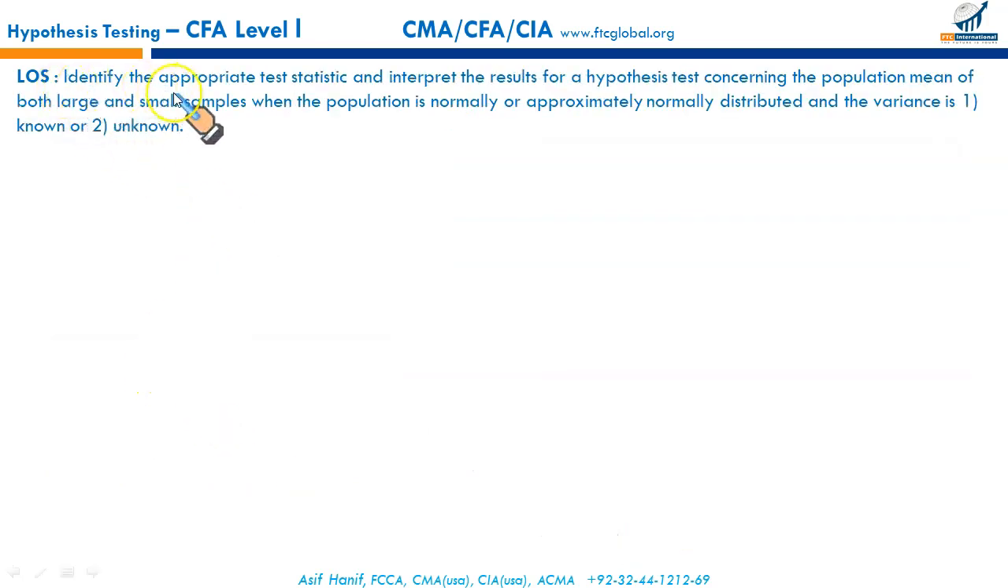It says: identify the appropriate test statistic and interpret the result for a hypothesis test concerning the population mean of both large and small samples. This LOS is very much related to your previous reading regarding t statistics, t distribution and normal distribution. So when the population is normally or approximately normally distributed, and the variance is known or unknown.